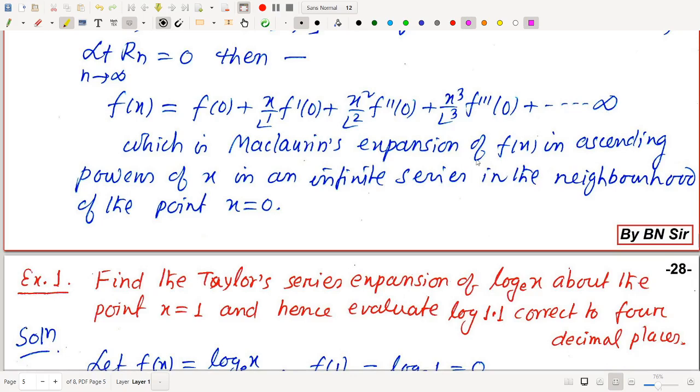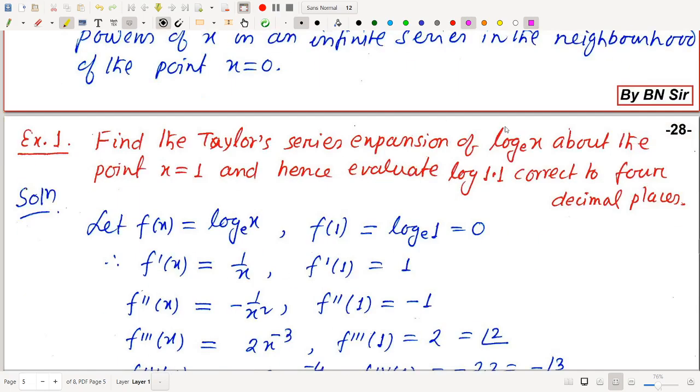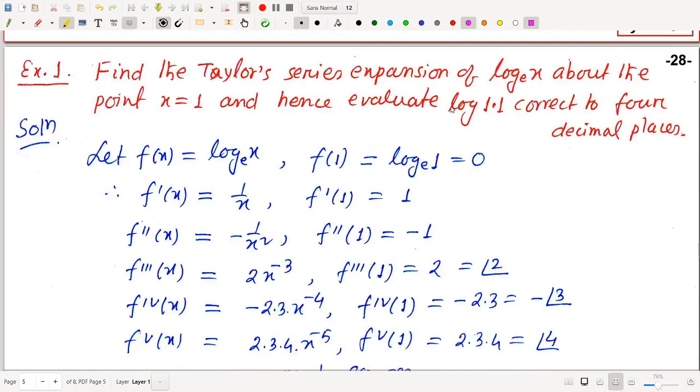This is known as Maclaurin's expansion of f(x) in ascending powers of x in an infinite series in the neighborhood of the point x equal to 0. So this is Maclaurin's expansion. Problems will be done later. First we shall do examples on Taylor's expansion.